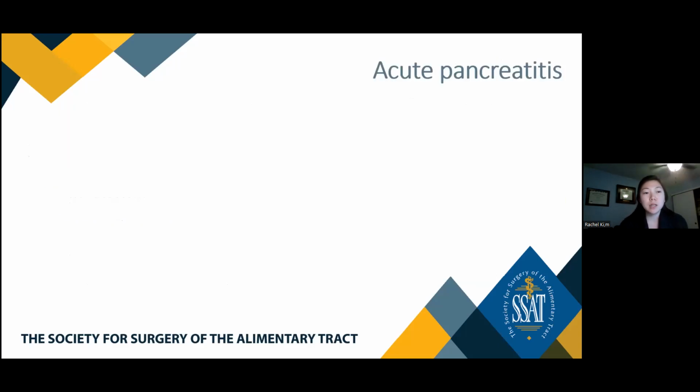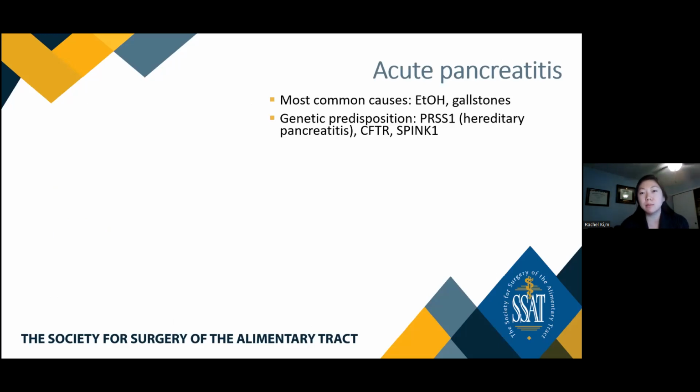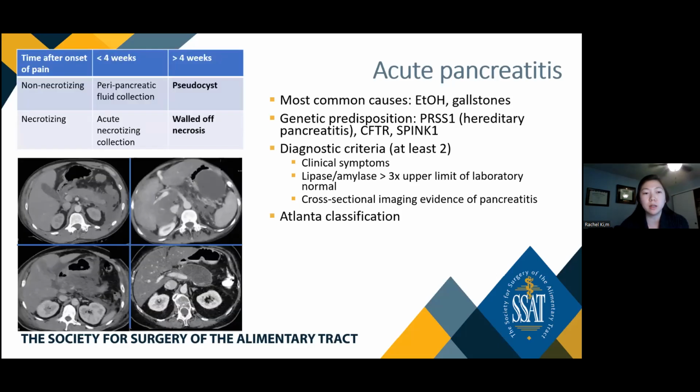Okay, moving on to the pancreas. So the most common causes of acute pancreatitis, I'm not going to belabor the pancreatitis slides because I think you guys will probably have a lot of experience with that clinically. Just remember that the Atlanta classification is often tested, differentiating between pseudocysts versus an acute peripancreatic fluid collection, and a walled-off necrosis versus an acute necrotic collection. So basically the 4 weeks from symptom onset is the key threshold. So anything greater than 4 weeks, that's when you can start calling it a pseudocyst or walled-off necrosis.